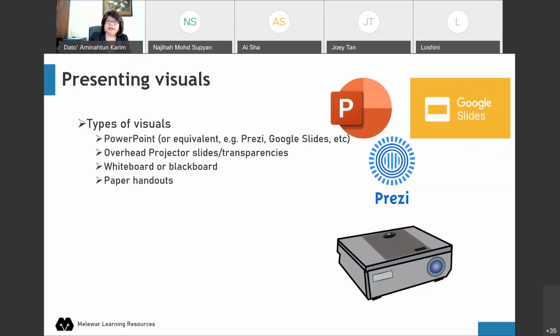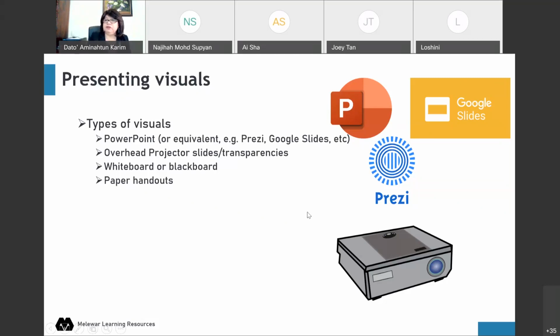Paper handouts sometimes, the old-fashioned way, but some people like to have paper. After my presentation, some of you may like to have my slides on paper so that you can look through, review, look back and learn. So sometimes people do give paper handouts.